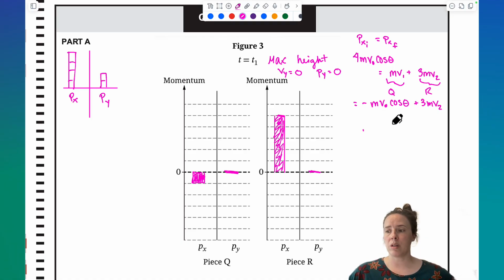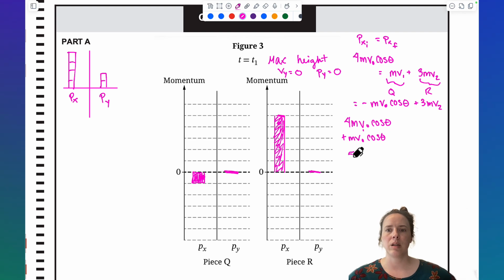Now, I'm going to continue on with this conservation of momentum just to figure out how fast piece r is going to go, because it's going to help us for the next part where we have to figure out where it lands. So I'm going to add this piece to the other side. So I'm going to have 4m v naught cos theta, and I'm going to add that m v naught cos theta over here to get a total of 5m v naught cos theta is equal to 3m v2, which means my final velocity is going to be 5/3 v naught cos theta.